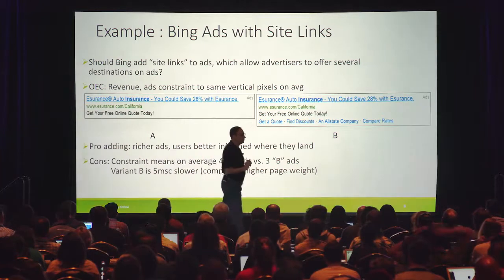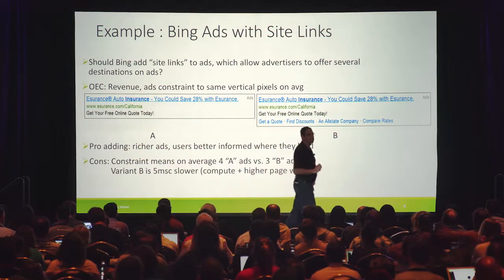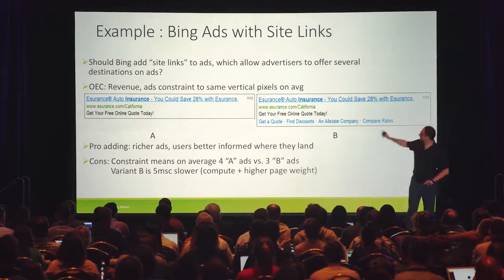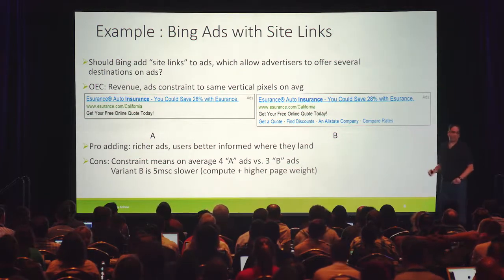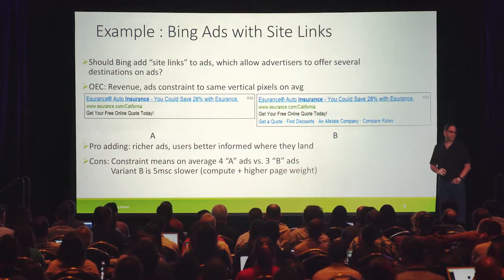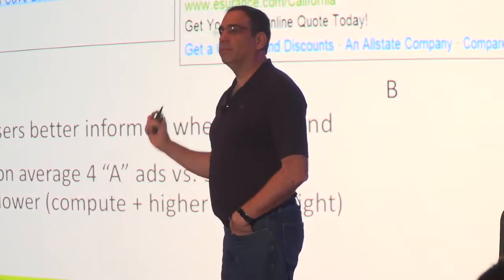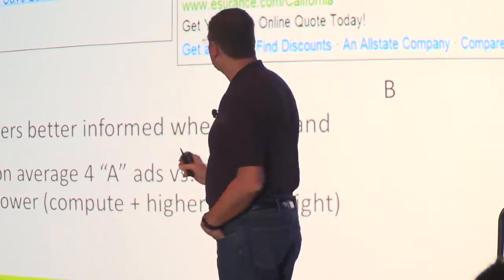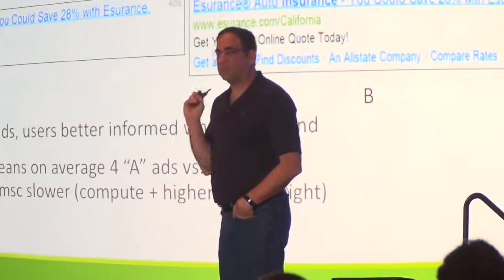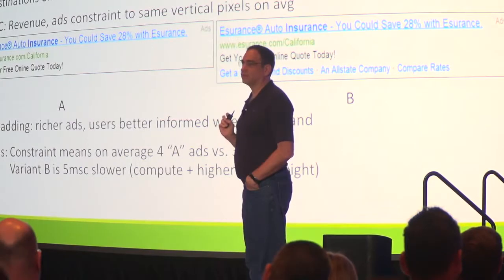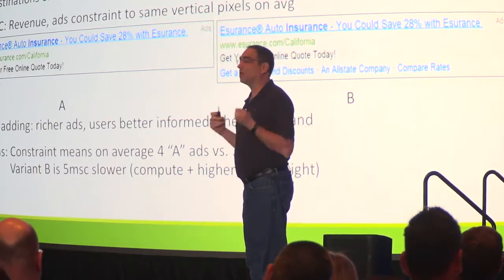If you give an element on the page more pixels, it will generally win on click-throughs. So if all I said was which is going to win, A or B, B should win, because I gave it another line. So in an experiment that we really care about doing correctly, we can't just say B. We have to limit B to the same vertical pixels on average. That makes the experiment a lot more challenging.